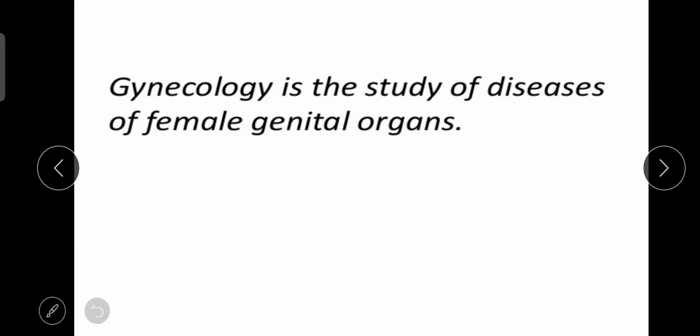So first is the meaning. What is the meaning of gynecology? Gynecology is the study of disease of female genital organs. In OBG, you studied about the mother, pregnancy, delivery, and newborn baby. But in gynecology, you are going to study about the diseases of female genital organs.